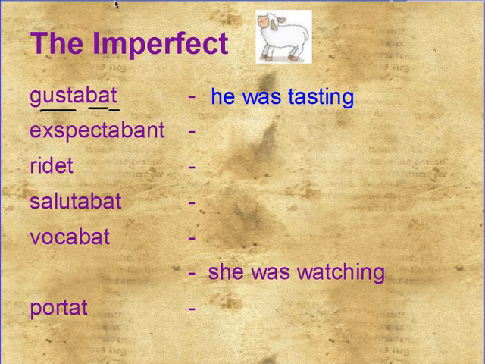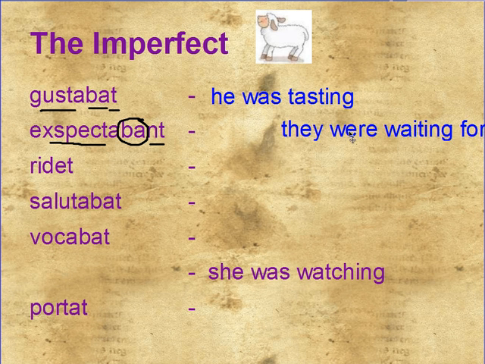Expectabant. NT, so we notice it's plural. We see our ba, and then we go to our verb. Expectabant. They were waiting for, or they were expecting.